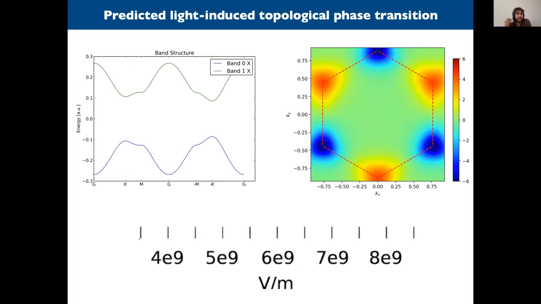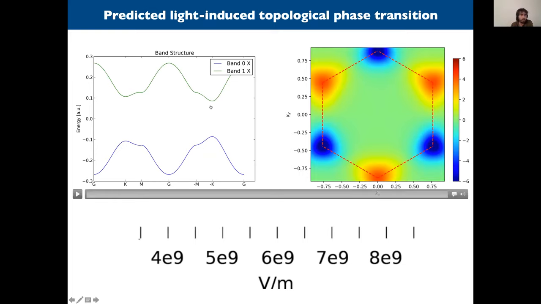So if the bicircular field makes our system turn into a Haldane type model, then the question is, can we induce a topological phase transition with our light? Our analytical model predicts that you can, using the right laser parameters. For increasing field strength or decreasing frequency, the system will undergo a topological phase transition.